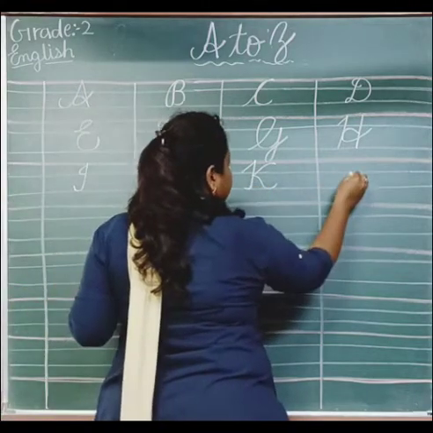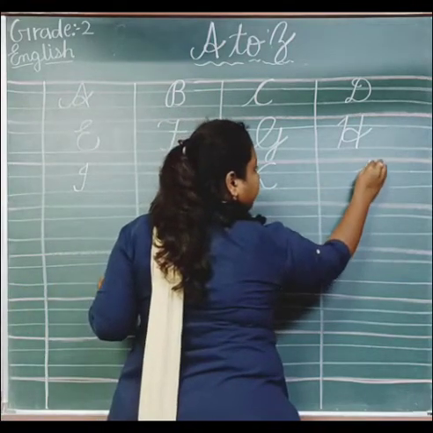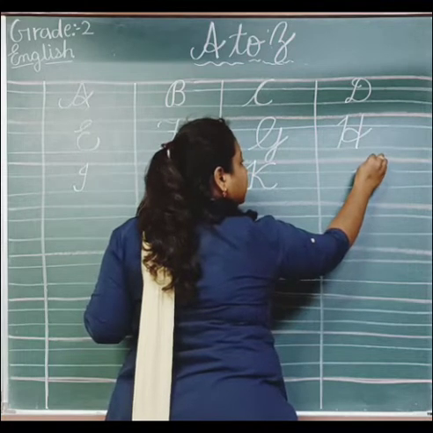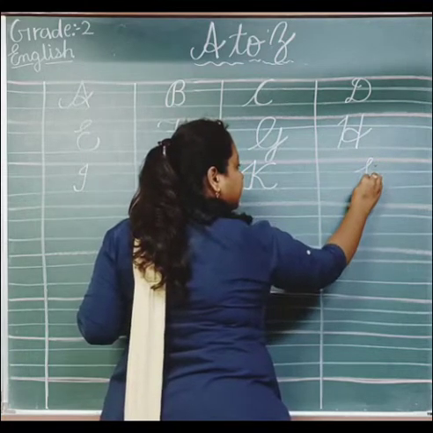Okay? Next, make a slanting line from blue to red. Make a curve, standing line up to the blue line.